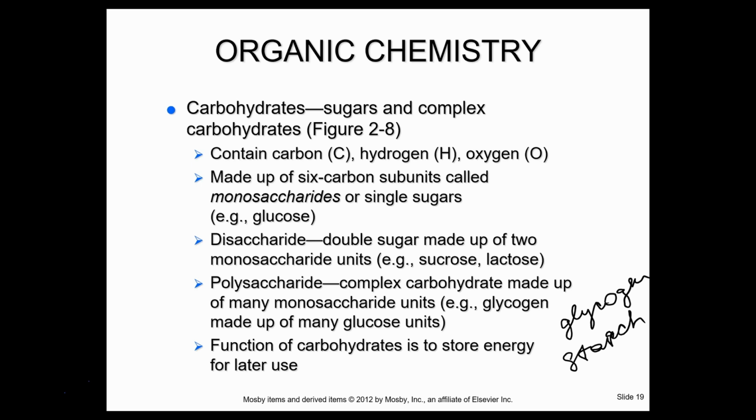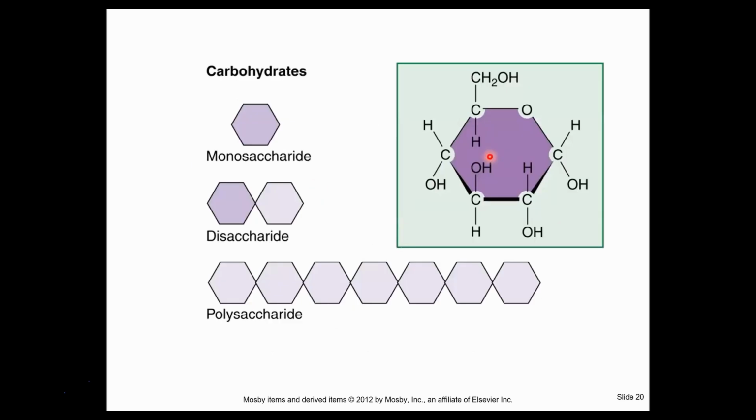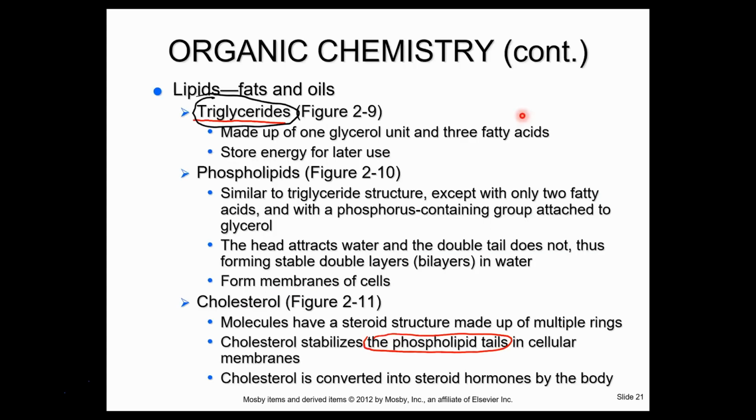So we talked already about the monosaccharides, the disaccharides, the polysaccharides, and the glucose. That is a 6-carbon unit, and 1, 2, 3, 4, 5, and this is the 6th one right here, the 1 oxygen here. All right. Next is the lipids.